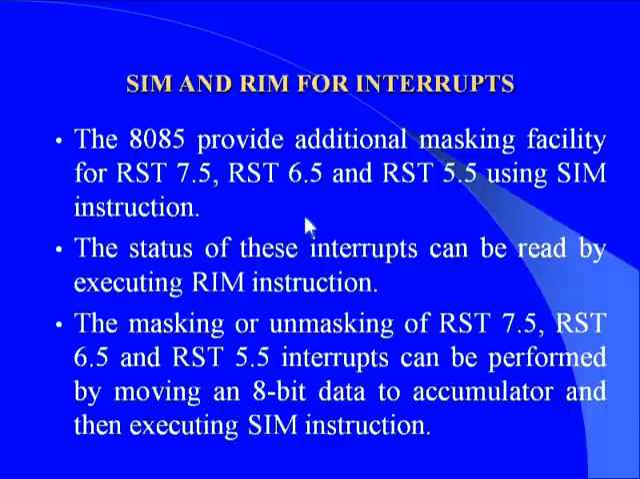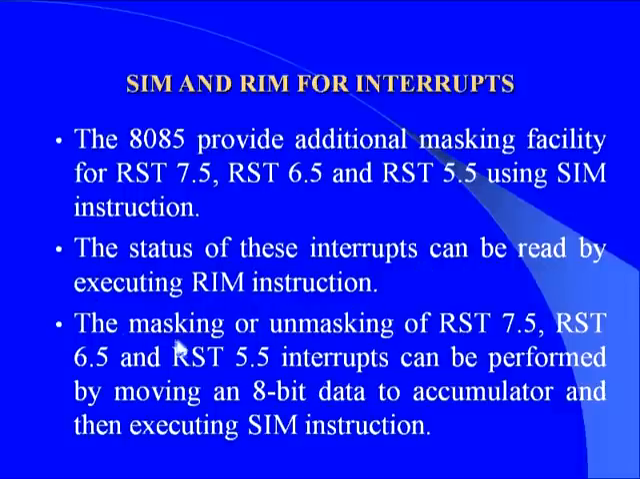Then there are two instructions which are exclusively designed for controlling the interrupts as well as controlling the two pins of the 8085 called SOD and SID, serial out data and serial in data. These instructions are called SIM, set interrupt mask, and RIM, read interrupt mask. The 8085 provides additional masking facility for RST 7.5, RST 6.5, RST 5.5 using the SIM instruction. Similarly, the status of these interrupts, whether they are serviced or pending, can be read by executing the RIM instruction.